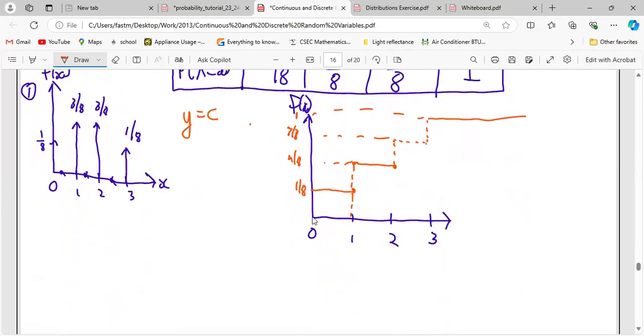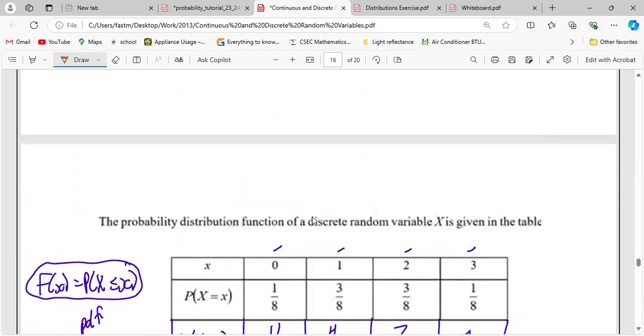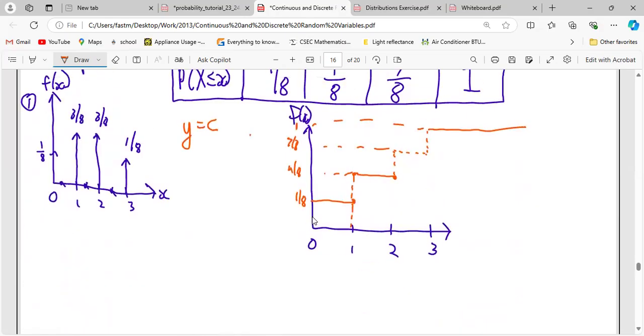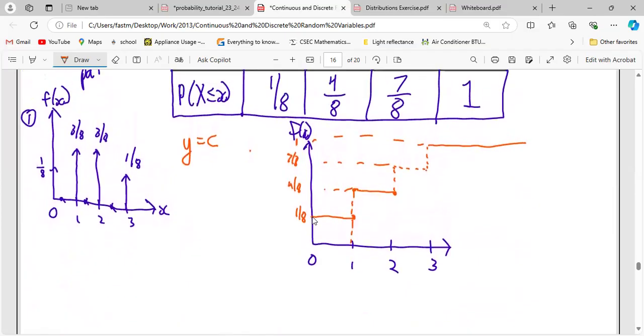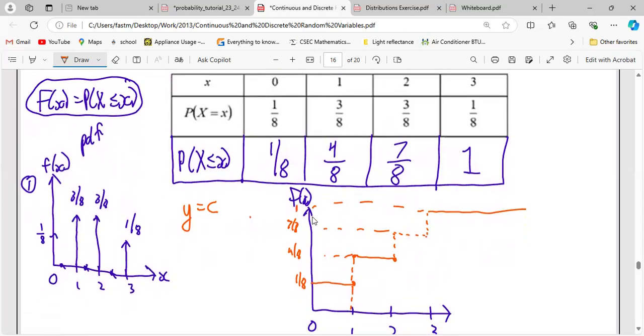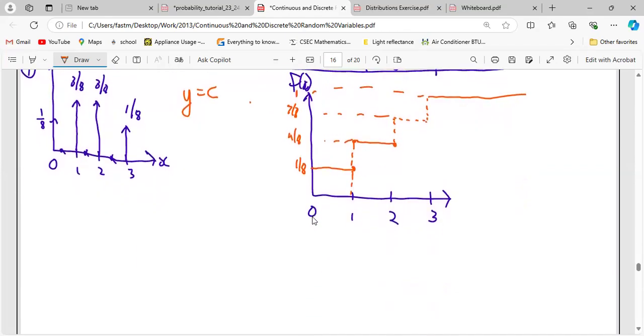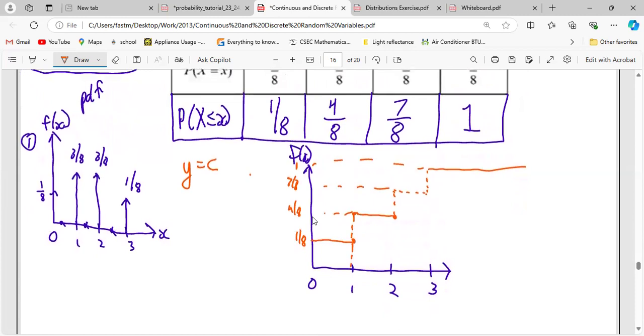Alright, so that is it. So that's basically it for the CDF of the graph. So everything less than or equal to 0 is 1 and 8. You keep going and going. Okay, so where are we at now?